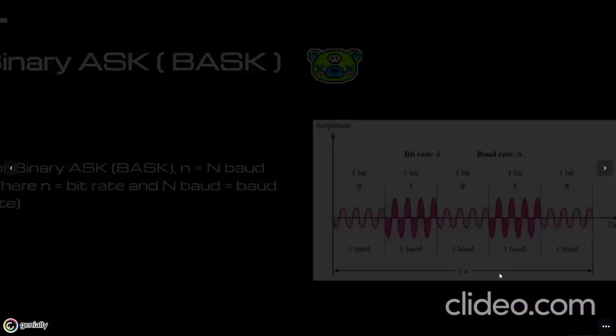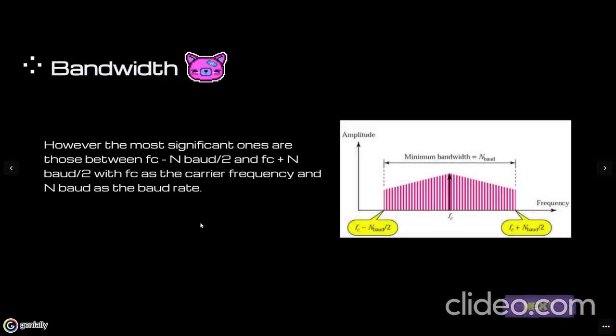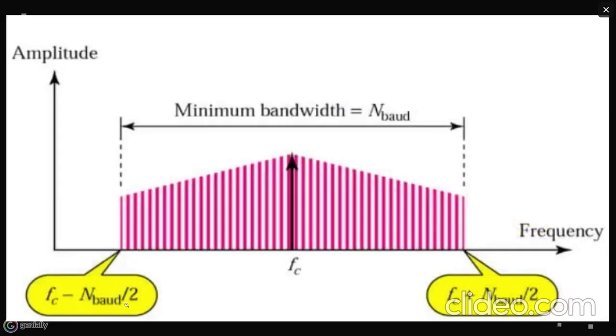So next, we have the bandwidth here. Although there is only one carrier frequency, the process of modulation produces a complex signal that is a combination of many simple signals, each with a different frequency. However, the most significant ones are those between fc and fc plus N baud divided by 2, where fc is the carrier frequency and N baud is the baud rate.